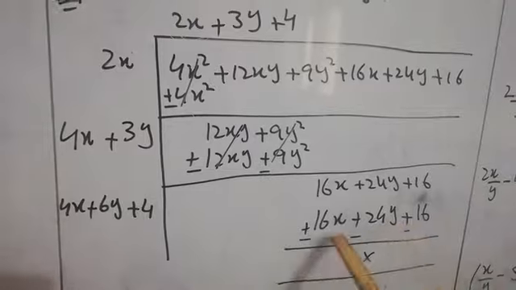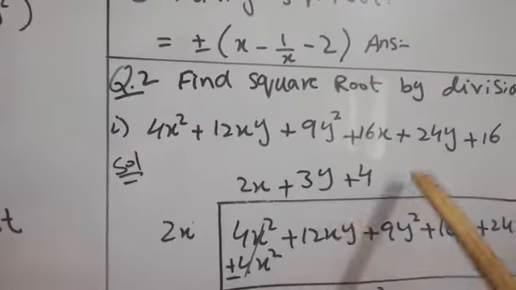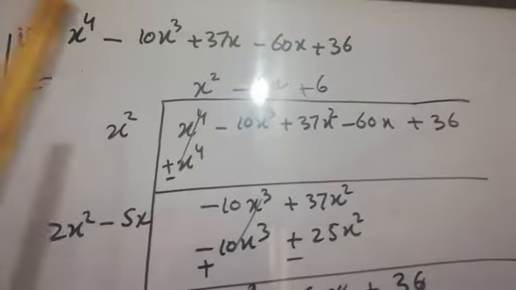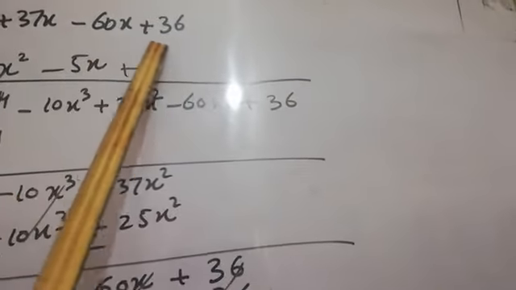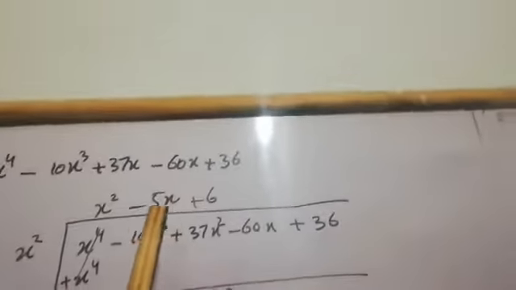Write all the values here. All values will be cancelled with each other, and then this quotient is the square root of this answer. Part number 2 of this question is x⁴ minus 10x³ plus 37x² minus 60x plus 36. Write the question very carefully in the division form like this.